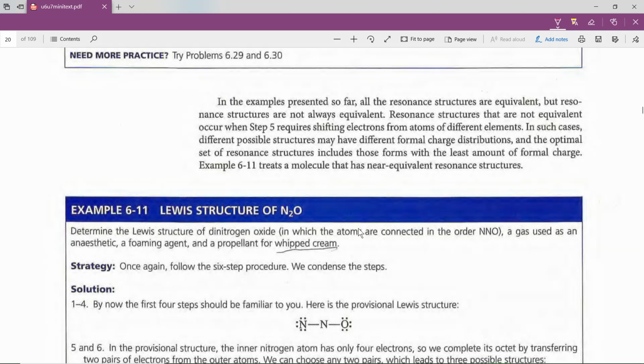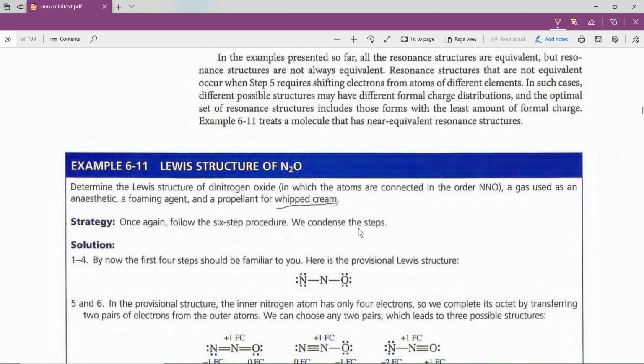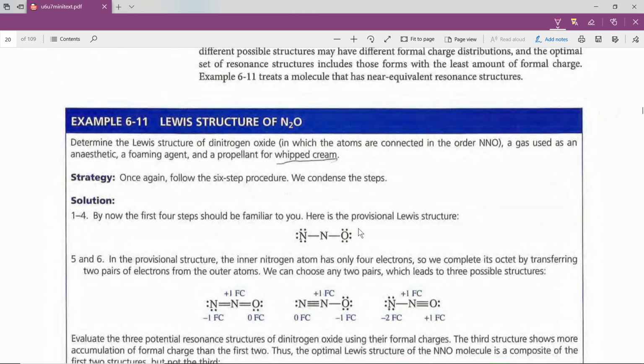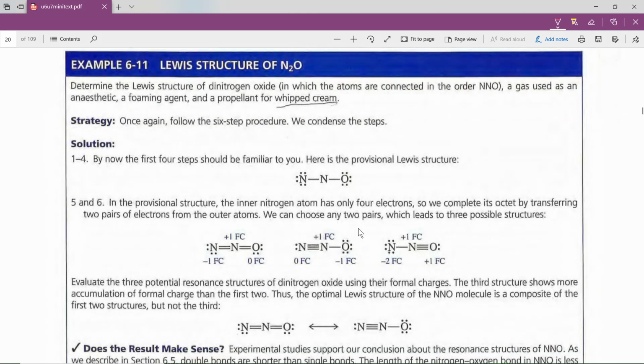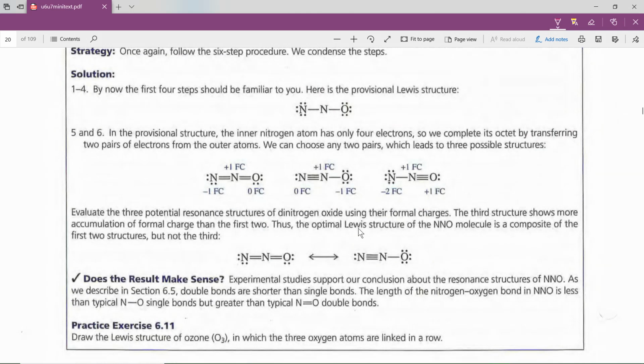Now, resonance structures aren't always equivalent, and the optimal set includes those forms with the least amount of formal charges. Here's one which has 3 nearly equivalent resonance structures. Okay, and it is the propellant in whipped cream, dinitrogen oxide. The connection of the order NNO. So we want to get the possibilities for NNO, and 5, 10, 16 valence electrons.